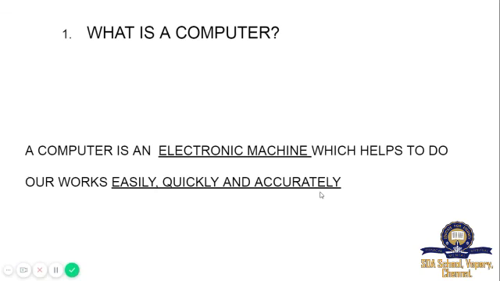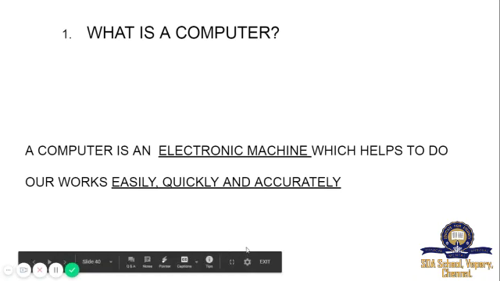First question, what is a computer? You need not write the complete answer, kids. Whatever words I have underlined here, only that you should write. The rest will be there in the answer sheet. You have to write the words that are in the dashes. A computer is an electronic machine which helps to do work easily, quickly and accurately.